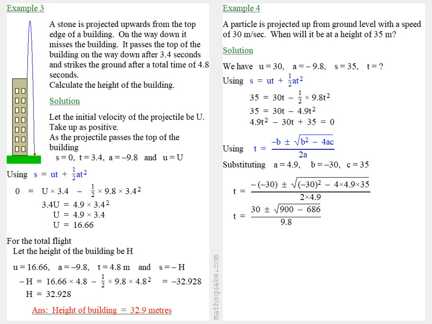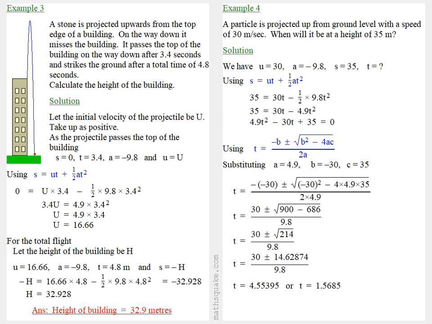Well, that simplifies to t equals 30 plus or minus the square root of 214 all over 9.8, which works out t equals 30 plus or minus 14.62874 all divided by 9.8, or t is equal to 4.55395, or t is equal to 1.5685.